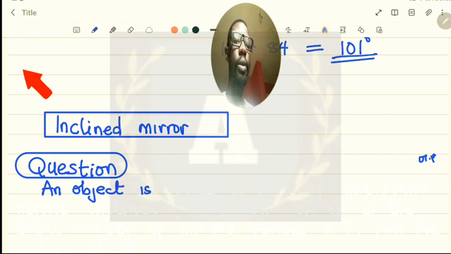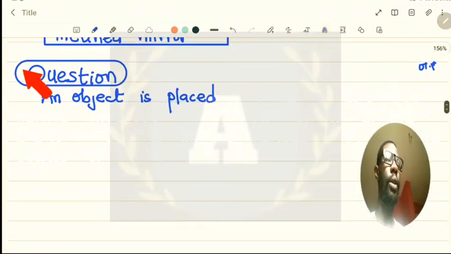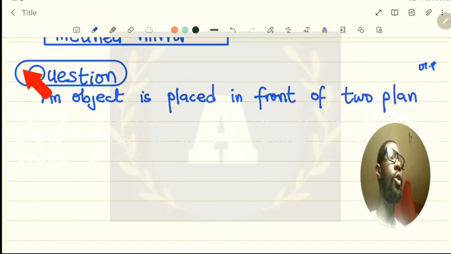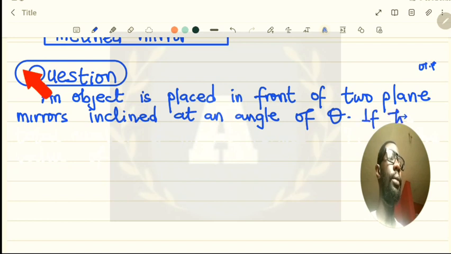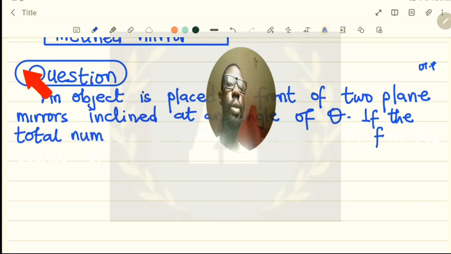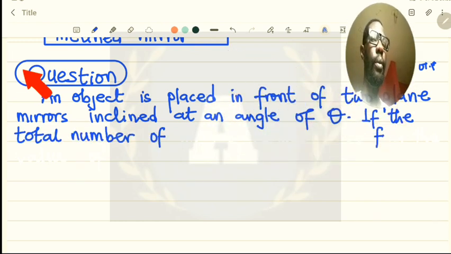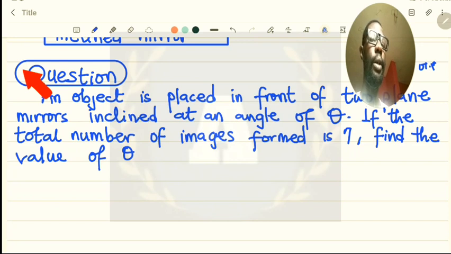The question says, an object placed in front of 2 plane mirrors inclined at an angle theta, if the total number of images formed is 7, find the value of theta.